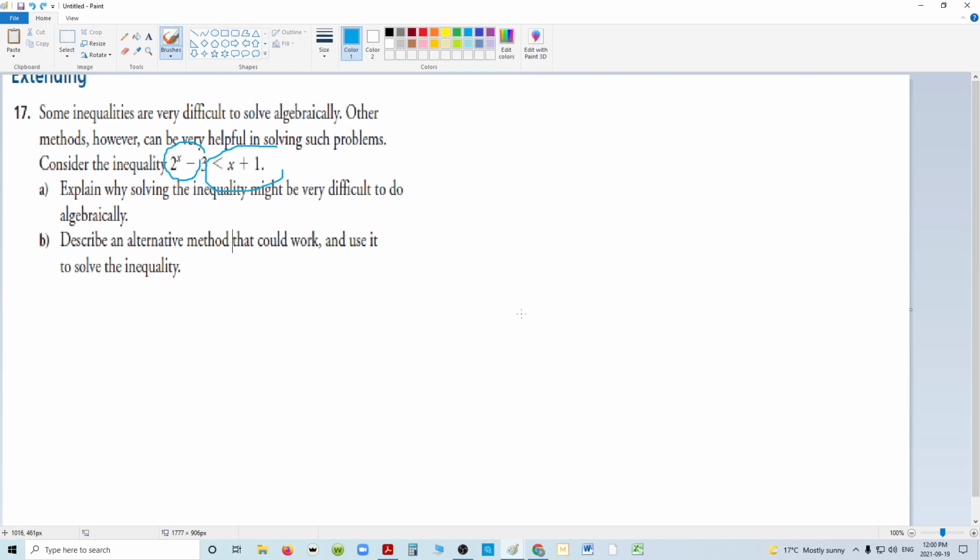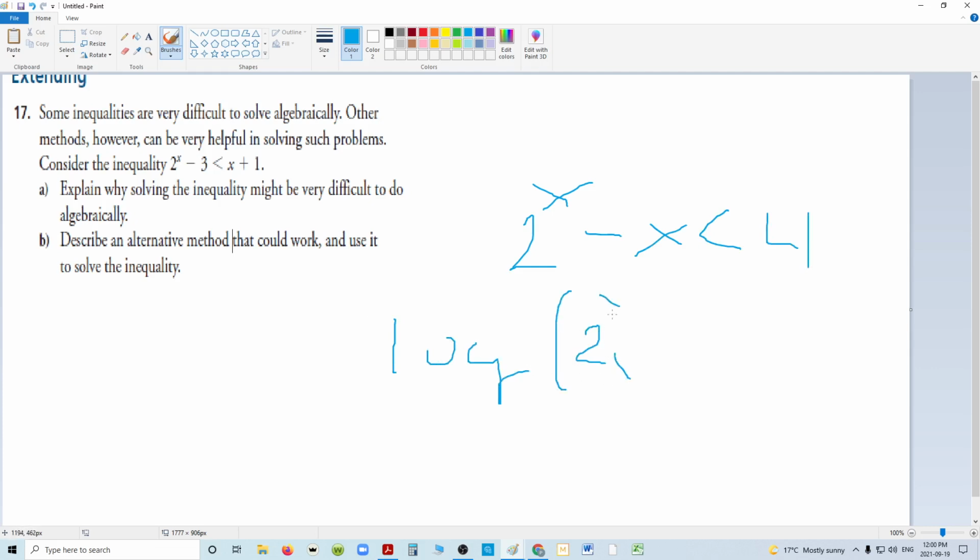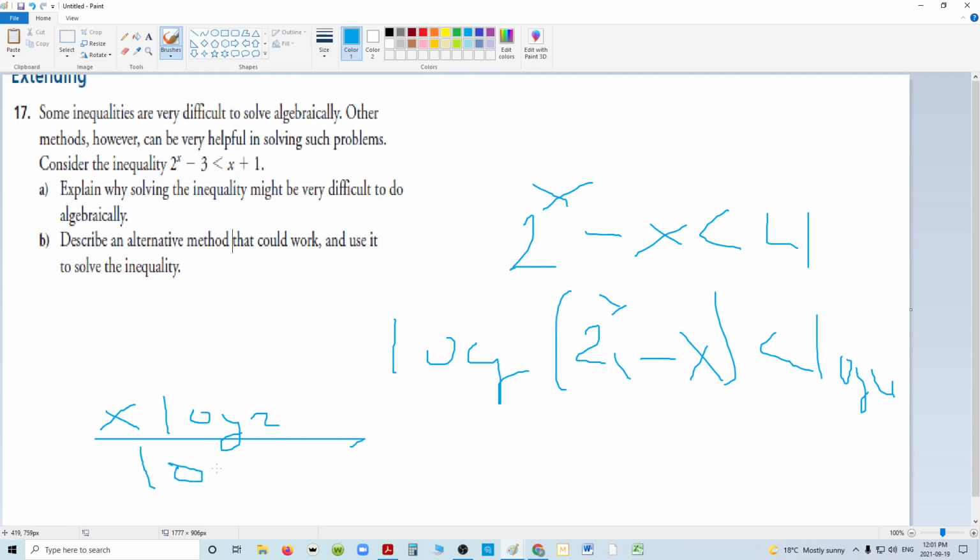You can also try to solve it algebraically. 2 to the power of x minus 3 must be smaller than x plus 1. All right, if I take a log, I get x log 2 minus log 3, which doesn't help at all, smaller than the log of x plus 1. I believe I can separate. I'd have to look at my rules for logs. So you can see it gets quite complicated, and I'm not even sure I can do it.